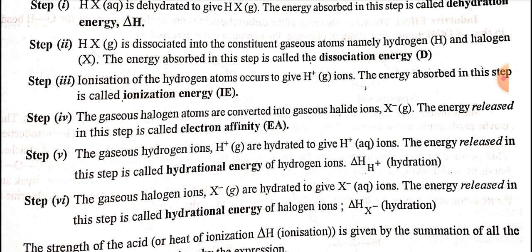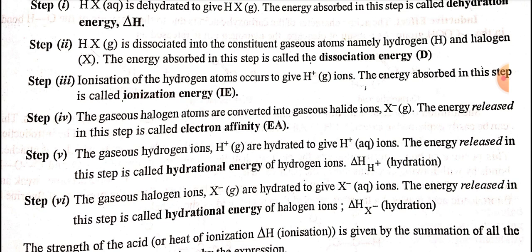HX is dehydrated to give HX gas. The energy absorbed in this step is called the dehydration energy. HX is dissociated into the constituent atoms, namely hydrogen and halogen. The energy absorbed in this step is called the dissociation energy. Ionization of the hydrogen atoms occurs to give H+ ions. The energy absorbed in this step is called ionization energy. The gaseous halogen atoms are converted into gaseous halide ions. The energy released in this step is called electron affinity.